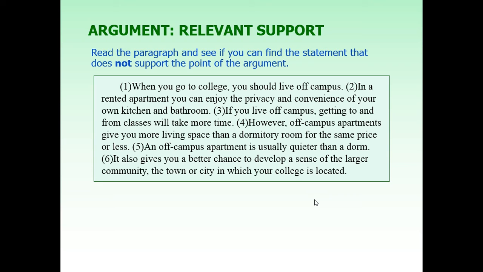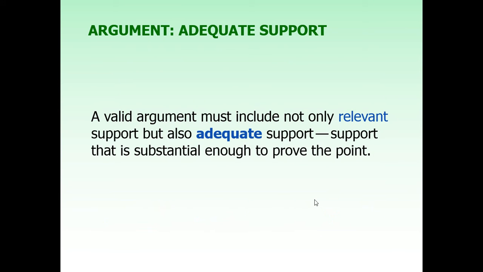bringing up the counterclaim. Well, you should live off campus because they give you more space, they're quieter than a dorm, better chance to get a sense of the larger community. But then they're giving the counterclaim that it's going to take you longer to get to classes. So again, that's a counterclaim, and that does not support it. So sentence 3. Okay, so you have to make sure that it is valid support, that it is supporting and relevant to your argument.